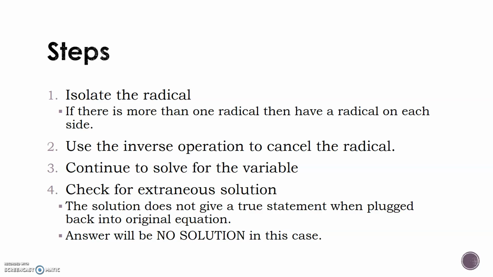So if you have the square root, then the inverse of a square root is to square. If you have a cube root, the inverse of a cube root is to cube. The inverse of a fifth root is to take the fifth power. So you're going to do the inverse of whatever radical you have. Continue to solve using the inverse operations to get the variable by itself.